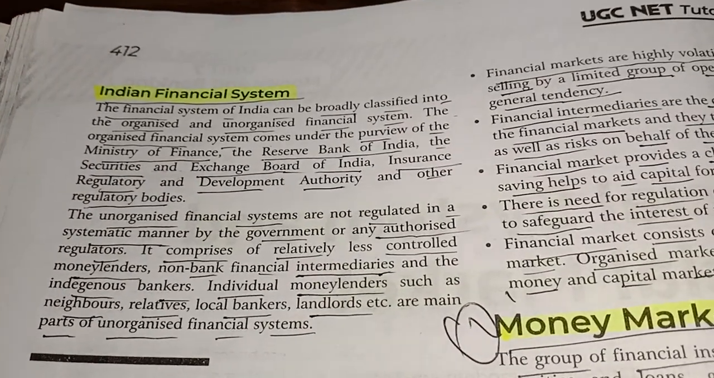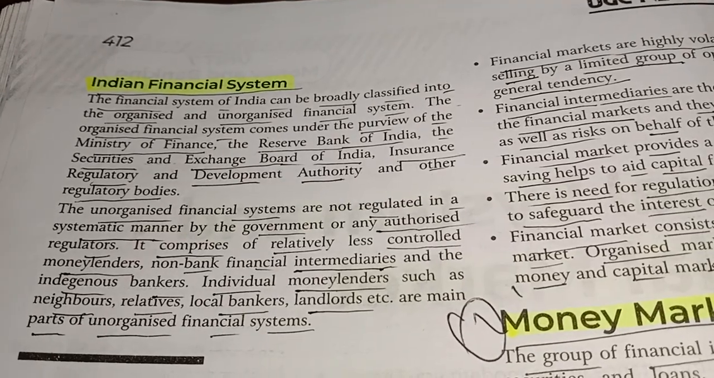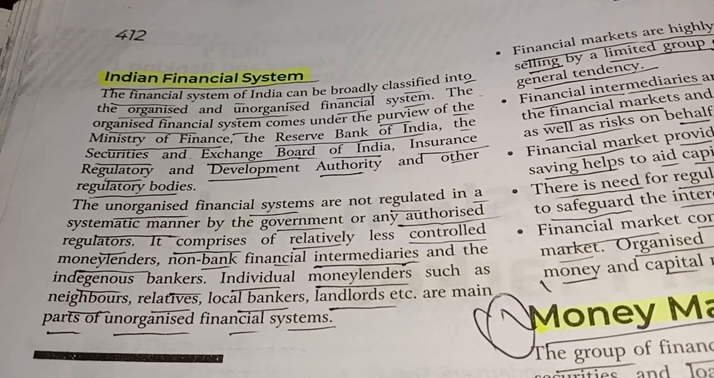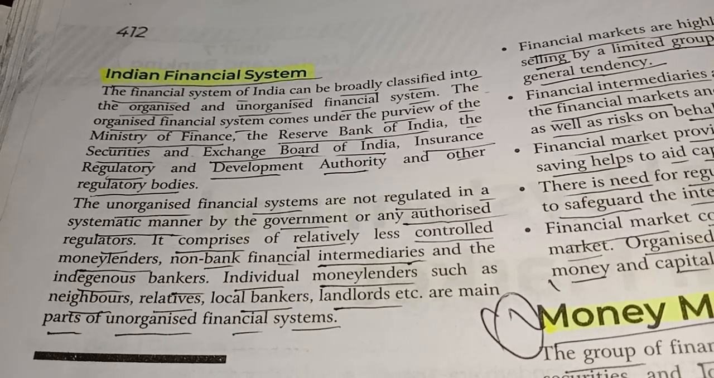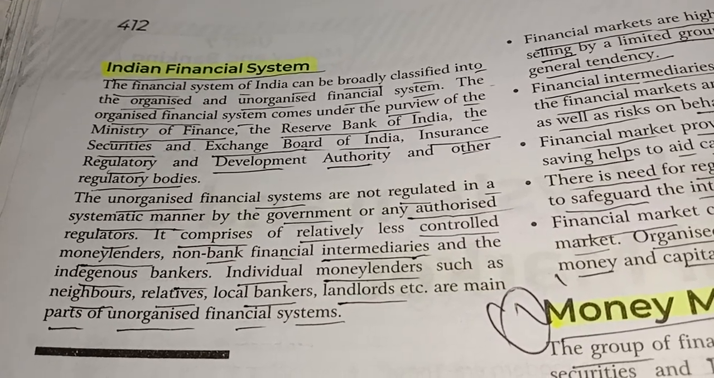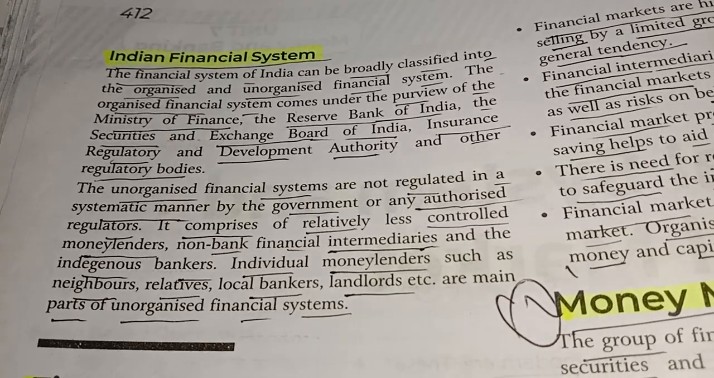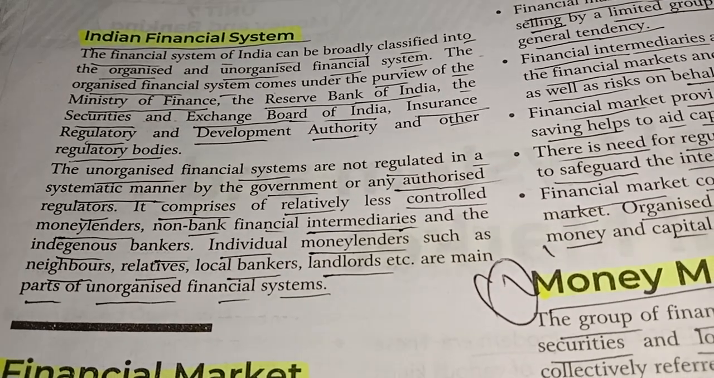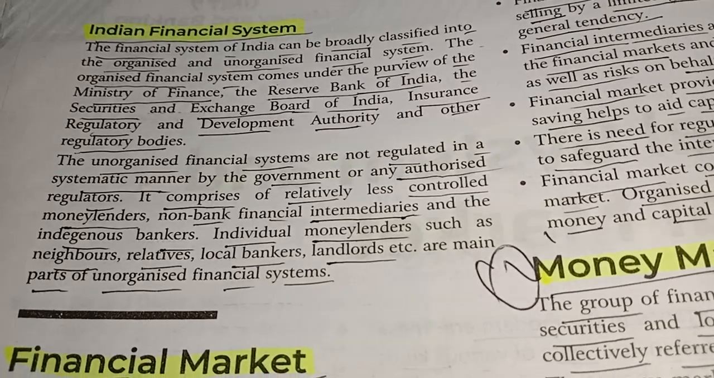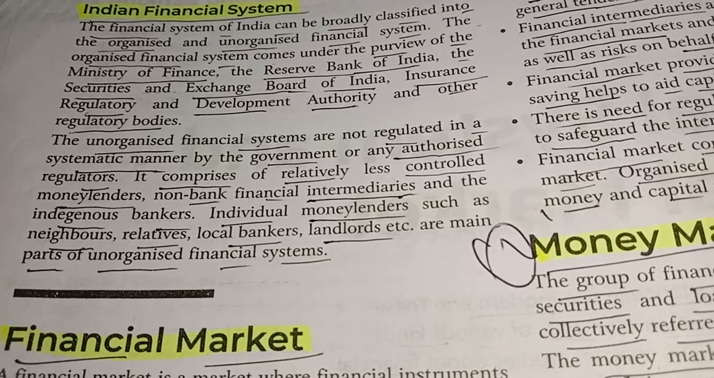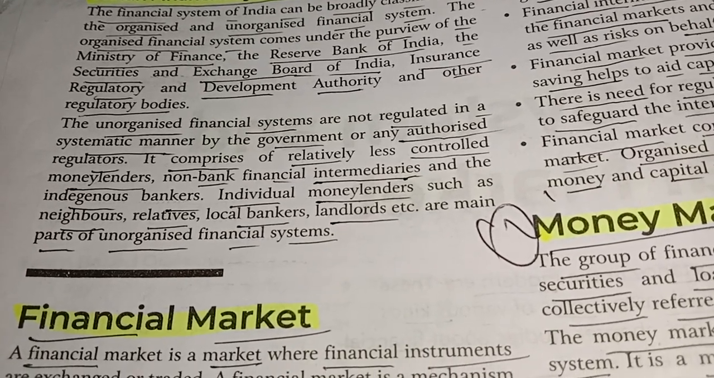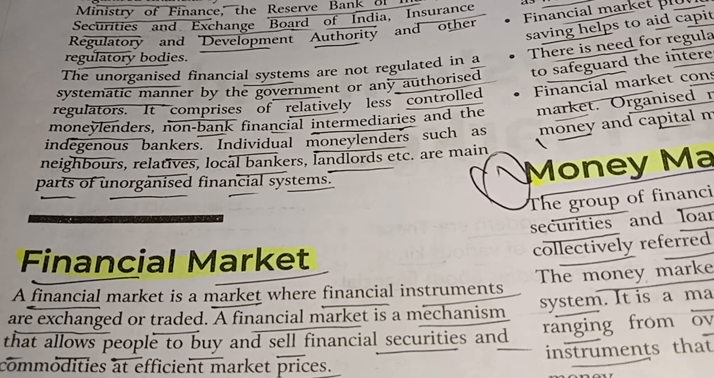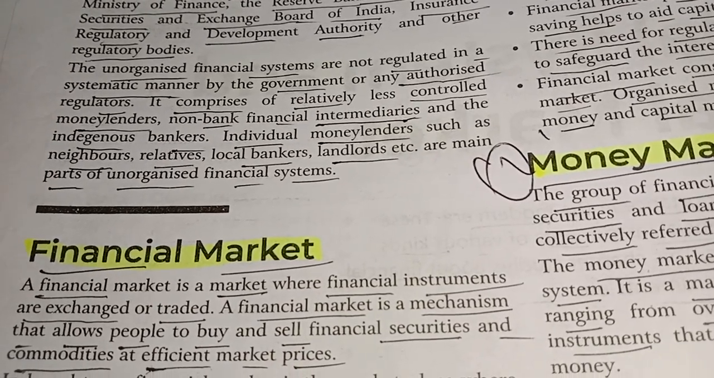Indian financial system. The financial system of India can be broadly classified into the organized and unorganized financial system. The organized financial system comes under the purview of the Ministry of Finance, the Reserve Bank of India, the Securities and Exchange Board of India, the Insurance Regulatory and Development Authority, and other regulatory bodies. The unorganized financial systems are not regulated in a systematic manner by the government or any authorized regulators. It comprises relatively less controlled money lenders, non-bank financial intermediaries, and indigenous bankers. Individual money lenders such as neighbors, relatives, local bankers, landlords, etc. are main parts of unorganized financial systems.